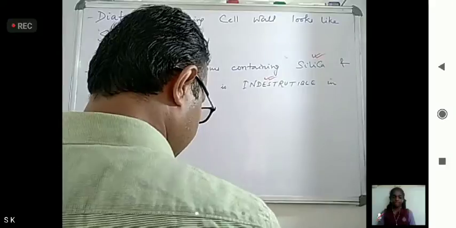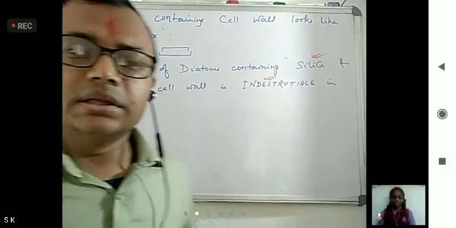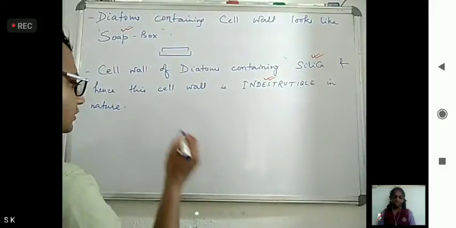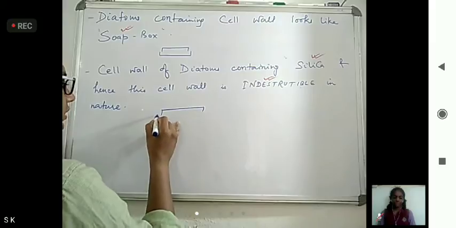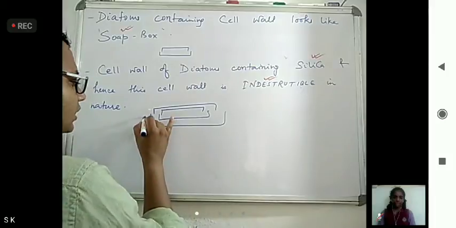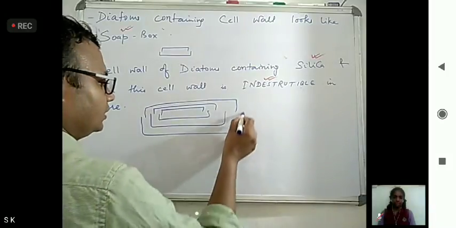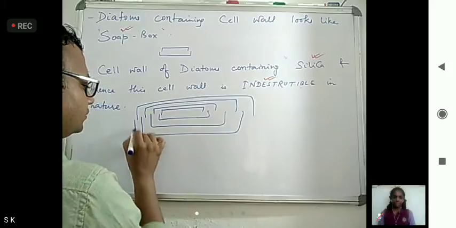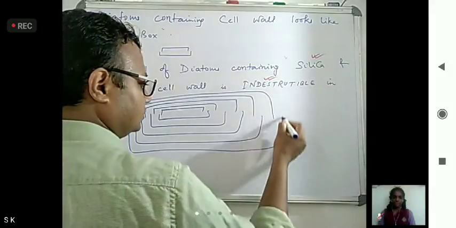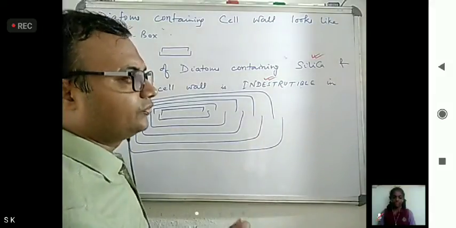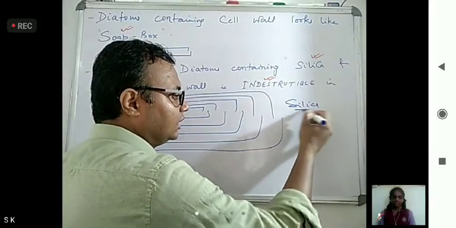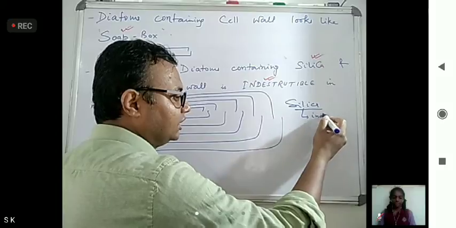Okay. Now, since this silica forms cell wall, just see that this is forming, another this is forming, another this is forming, okay, another this is forming, just like a soap box. Okay, so they are forming with the help of what? Silica. So all are having silica, and it is also what? Indestructible.